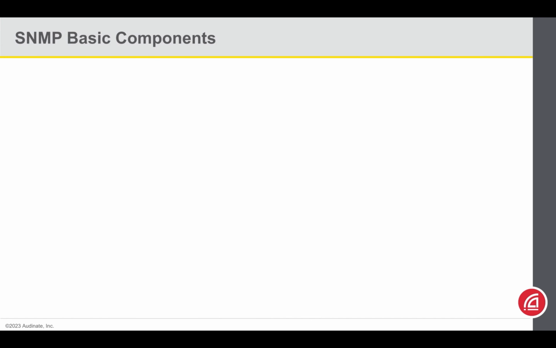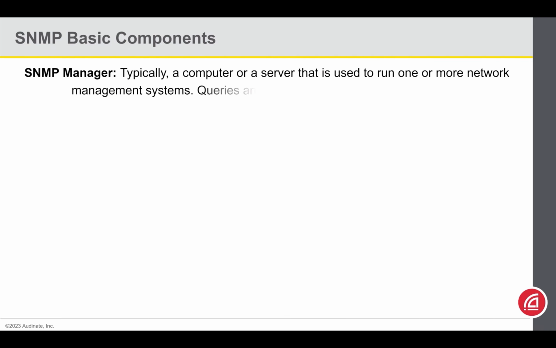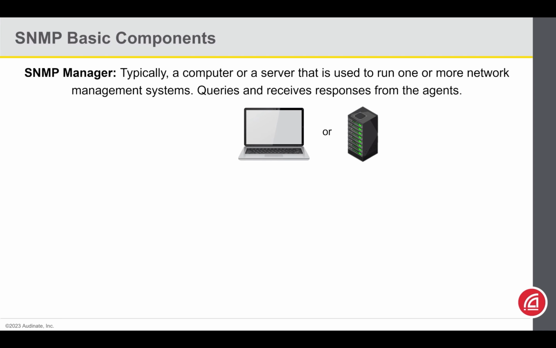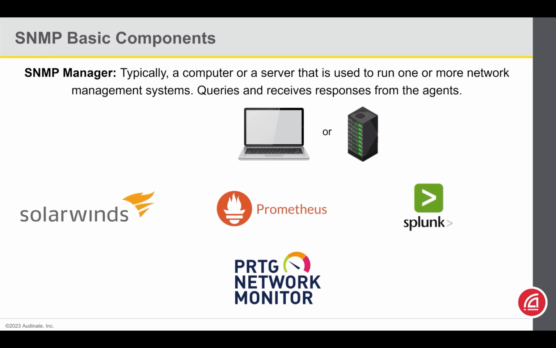So how does this work? Well, the way SNMP works is with the help of some components in the system. The first one is the SNMP manager, which is typically a computer or a server that is set up and used to run one or multiple types of network management systems. Basically, what it does is query the network and receive responses from the SNMP agents in the devices. Some of the most popular network management systems are SolarWinds, Prometheus, Splunk, and PRTG Network Monitor. The one we are going to use in our example will be PRTG.